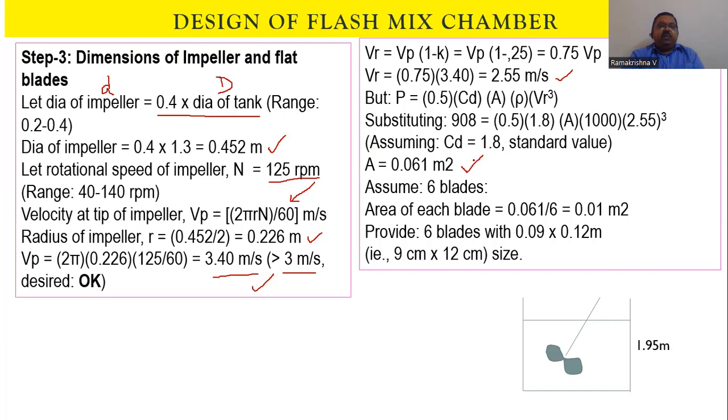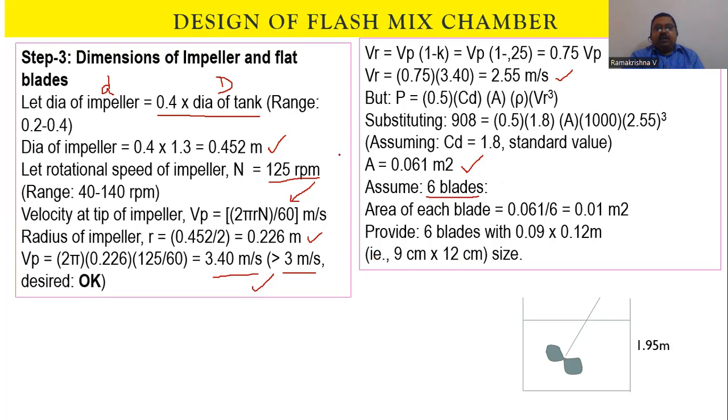Now, how many blades are there? Once we have this area, we can decide the number of blades. You can have 6 blades, 4 blades, 3 blades, 2 blades. The area of the blades should not be too large from a distribution point of view. So based on that, you calculate the area of each blade and then put some sizing here. For simplicity, I have taken 6 blades, so it is 9 centimeters by 12 centimeters.